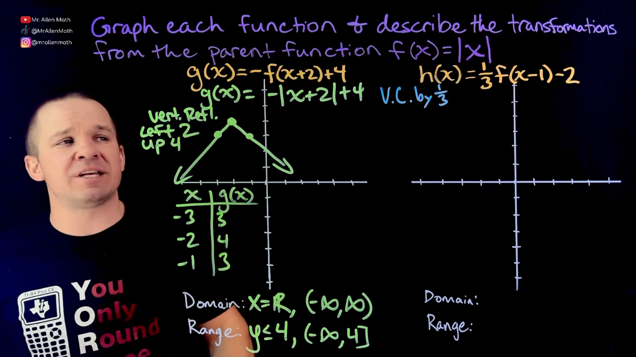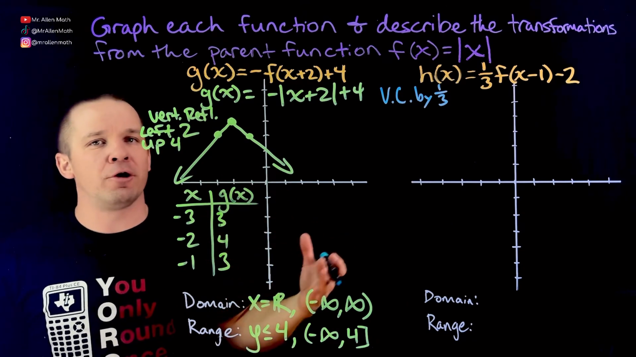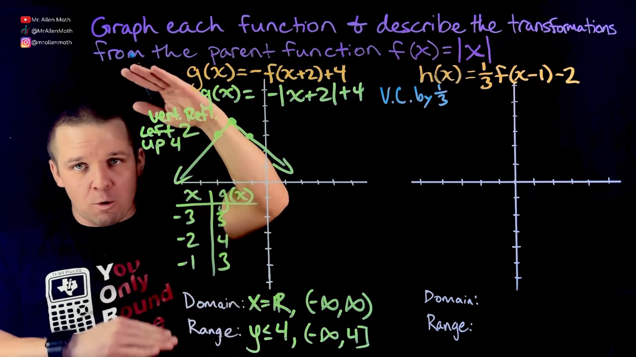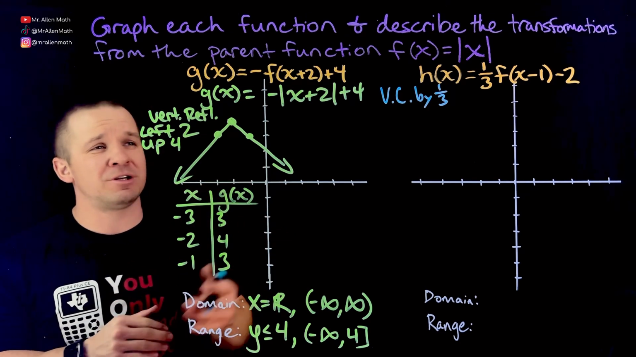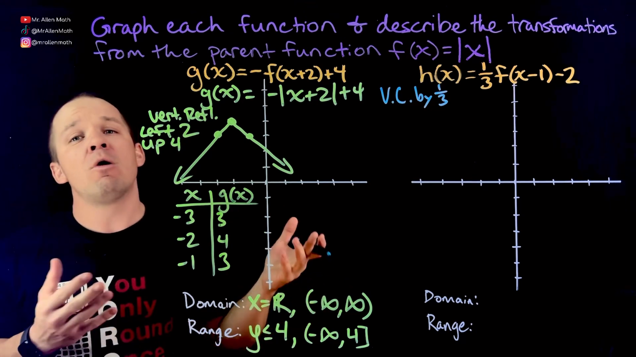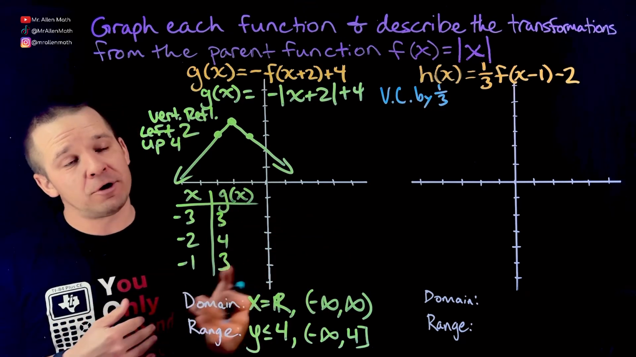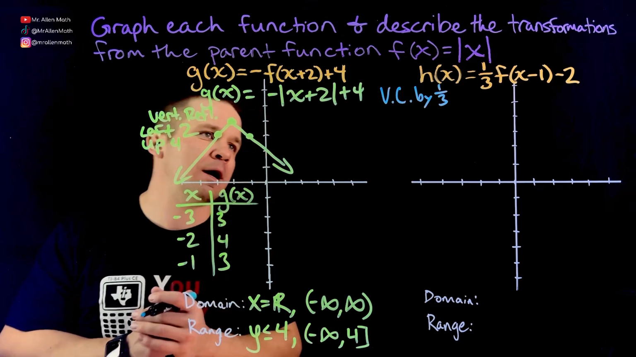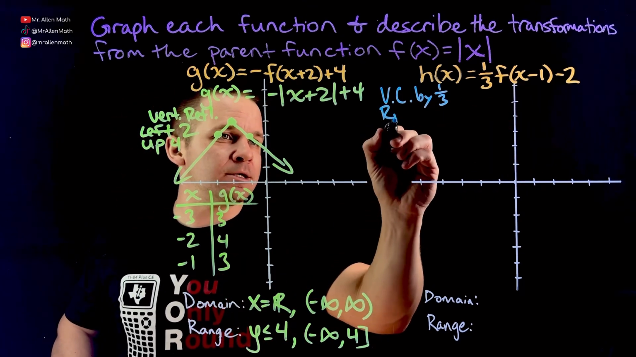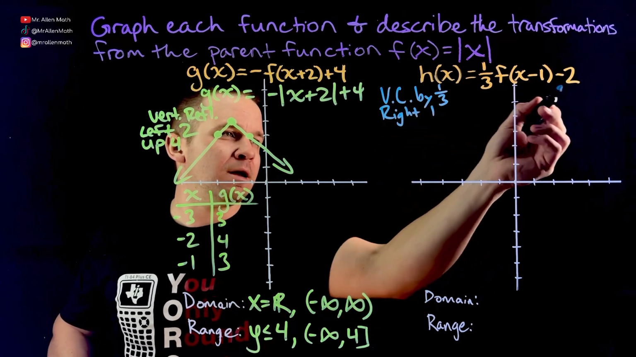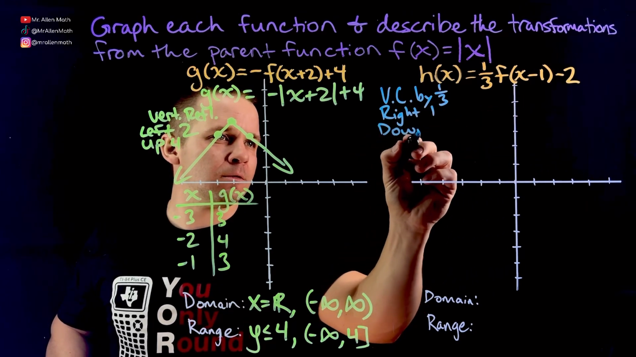Some may even allow you to just say dilating by a factor of 1/3, which does shrink it like this. Up to you. Double check again with your teacher on what notation. Either vertical compression by 1/3 or dilating by a factor of 1/3 would be appropriate here, okay? In here, we're going to the right 1, and then we're going down 2.